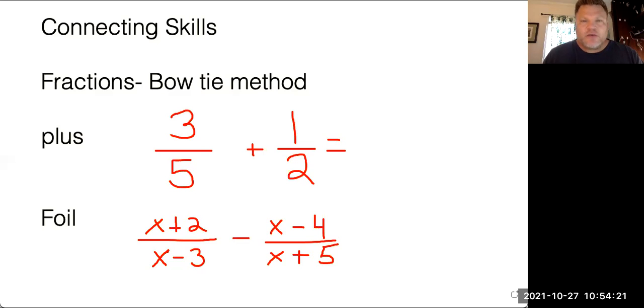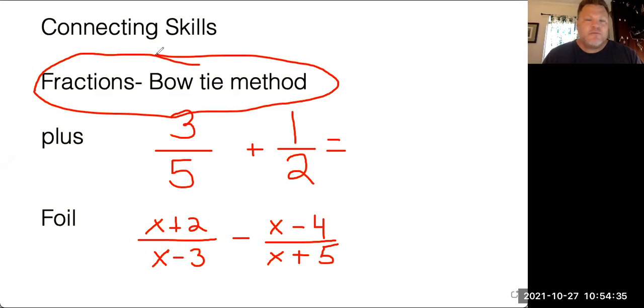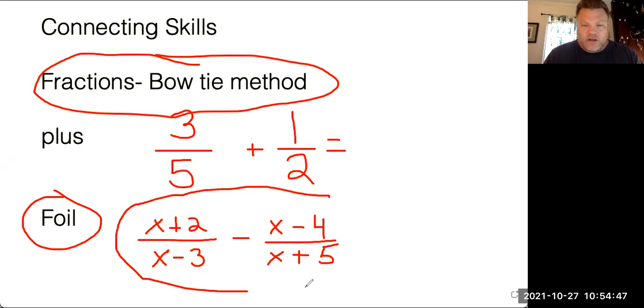Okay, so today we're going to talk about two skills and how to put those two skills together to answer questions on the GED. Our two skills are dealing with fractions using the bow tie method, plus FOIL, which is adding and subtracting binomials. Our goal at the end of this lesson is to know how to handle a question like this on the GED test, because this is difficult.